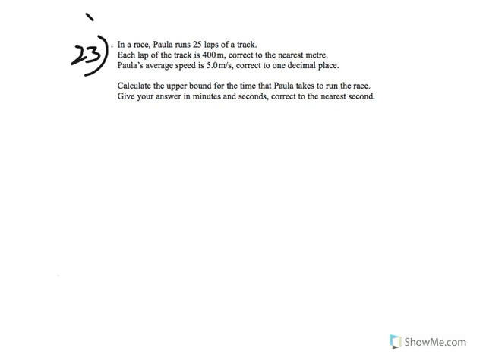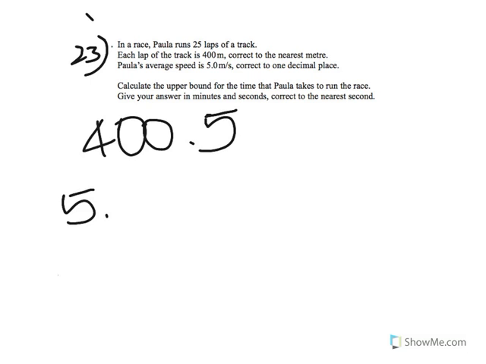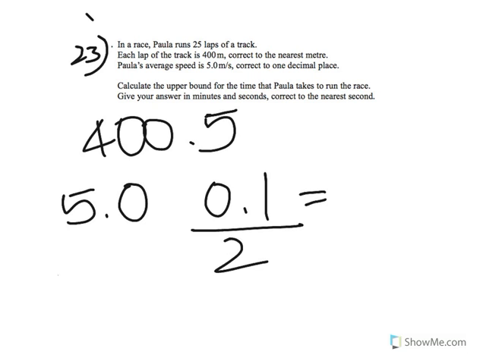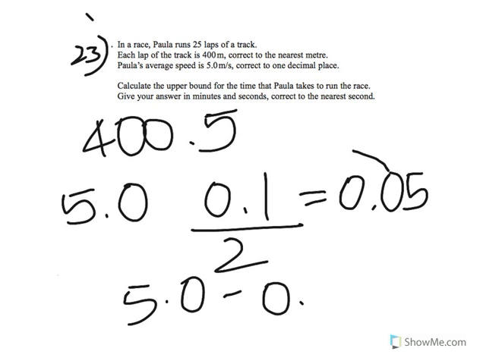So now let's do it. The upper bound of the distance of each track is 400.5. Now his speed is 5.0, rounded to the nearest 0.1. To find the lower bound of speed, we divide this by 2 and get 0.05, then do 5.0 minus 0.05, and we get 4.95 as the lower bound.